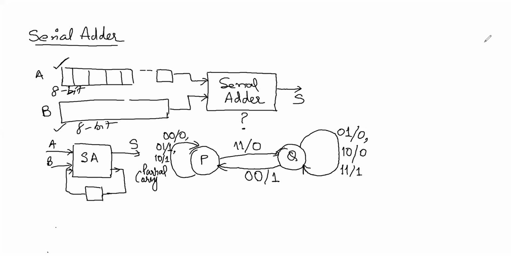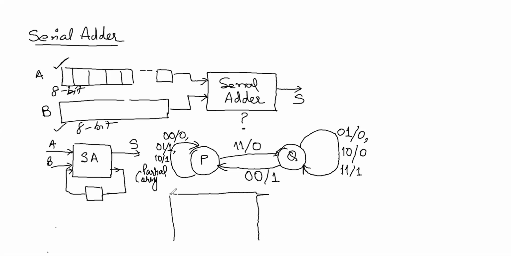Now, since I have drawn a Mealy machine, you can see that my output is a function of the transition. That means the output is dependent on input as well as on state. So it is a Mealy machine. Now, to write the state diagram for it, it's very easy.